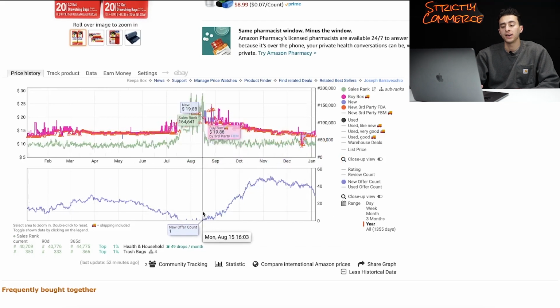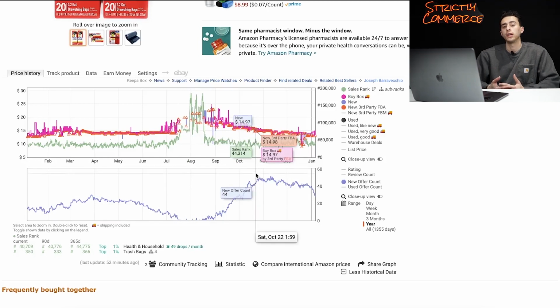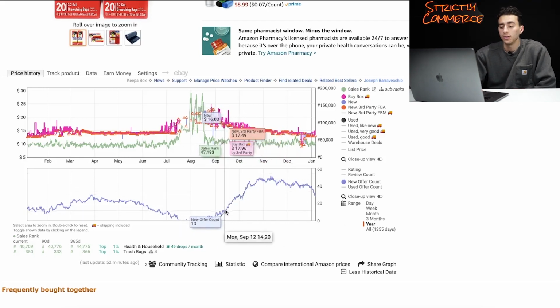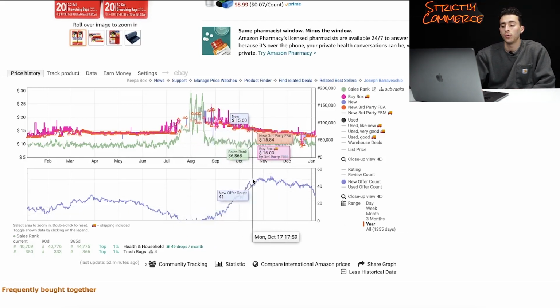As you can see, back in August, the offer count went from like 2 to 5 all the way up to 40 new sellers. And that's something that you're also going to want to keep an eye on, is how many people are actually selling this item. Because supply and demand, when there's more sellers hopping on a listing, that means that the price is probably going to drop. So if we see right here, where the offer count went from less than 10 all the way up to 40, you could obviously predict that the price is going to go down.